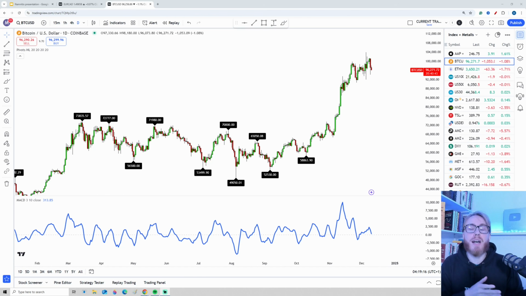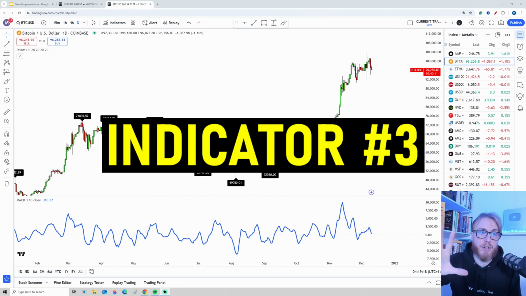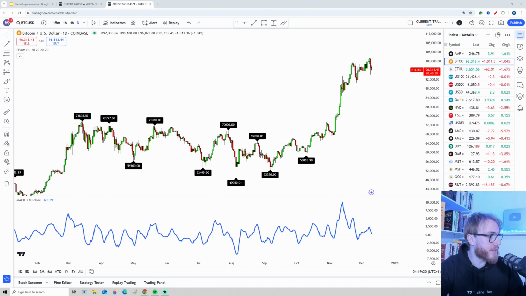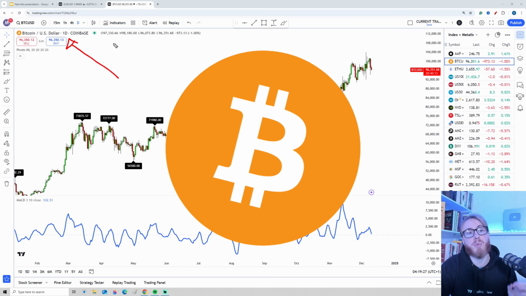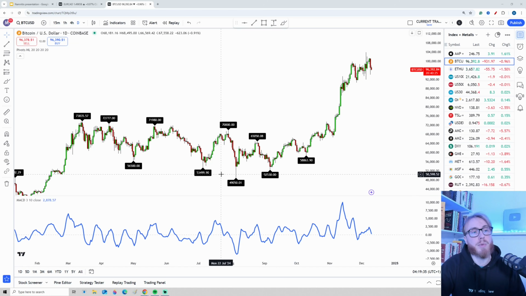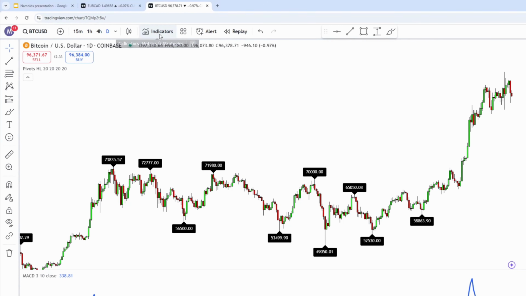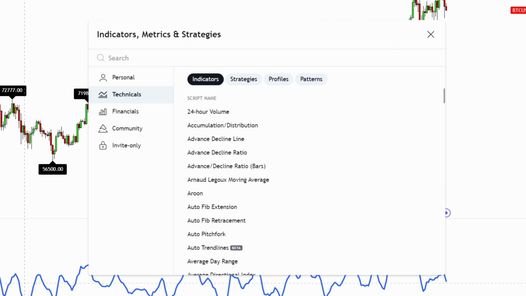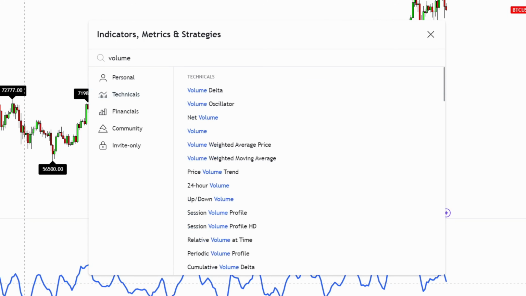Alright guys, so now we're ready to take a look at our third indicator. For this indicator, I have changed the chart here. So now we're looking at Bitcoin and we are on the daily time frame. So we're looking at Bitcoin on the daily. To open up the indicator, we once again want to head up here to the indicators tab. And now you want to search for volume.